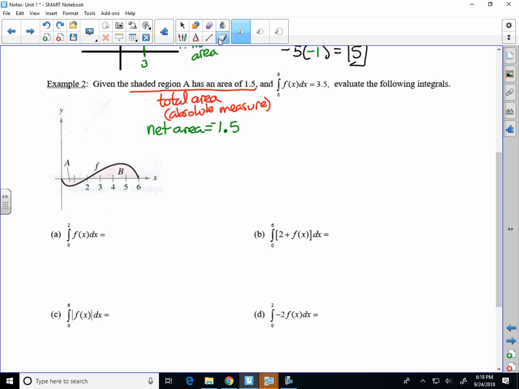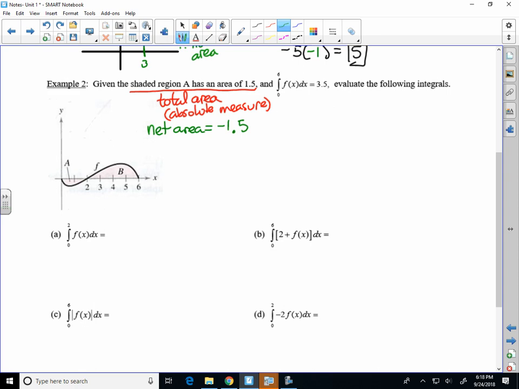That's a poor quality negative. So negative 1.5. That's a poor quality decimal point. So 5 is also poor quality, but I'll live with it. All right. So the net area is negative 1.5.